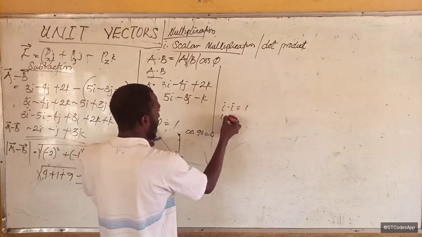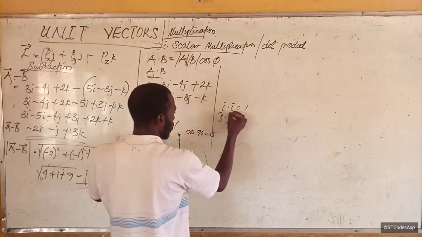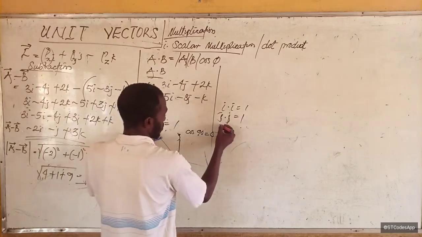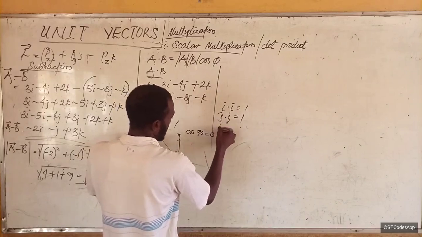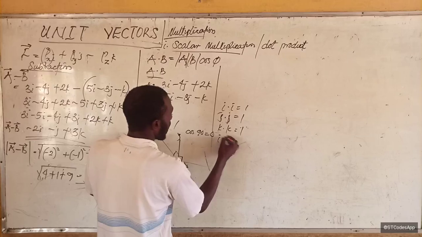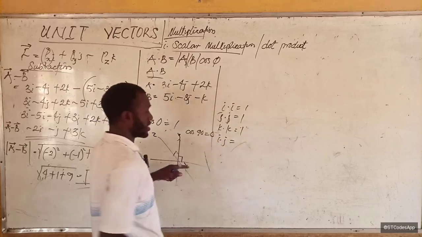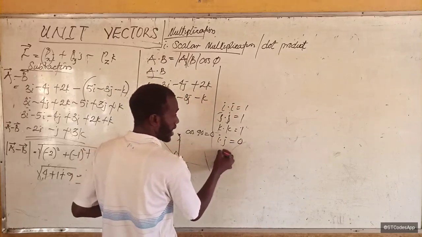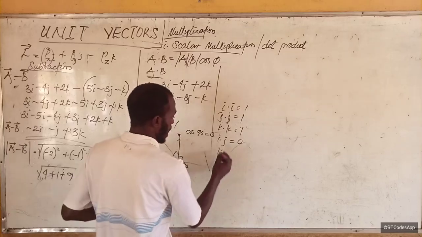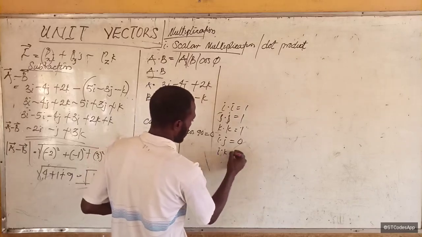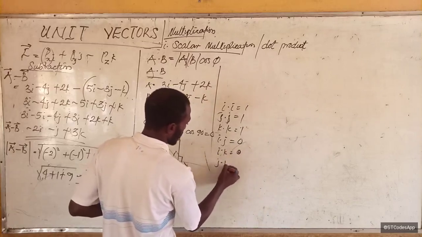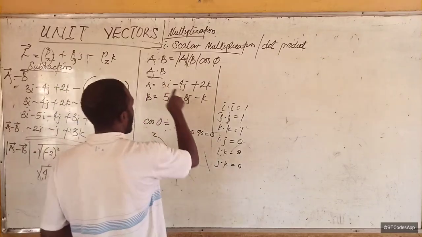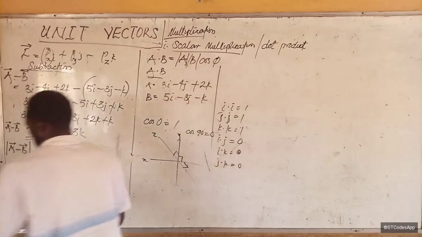So if you do i dot i, you will get 1. If you do j dot j, because they are in the same direction, the angle between them is 0, cos 0 is 1. If you do k dot k, you will get 1. But if you do i dot j, because the angle between them is a perfect 90 degrees, cos of 90 is 0. And i dot k is 0, and j dot k is also 0. So it is needless to begin to do 3 times i and 3 times j, 3 times k. Do you understand me?